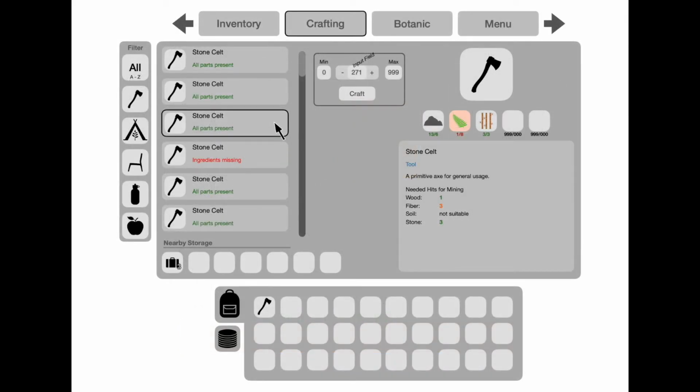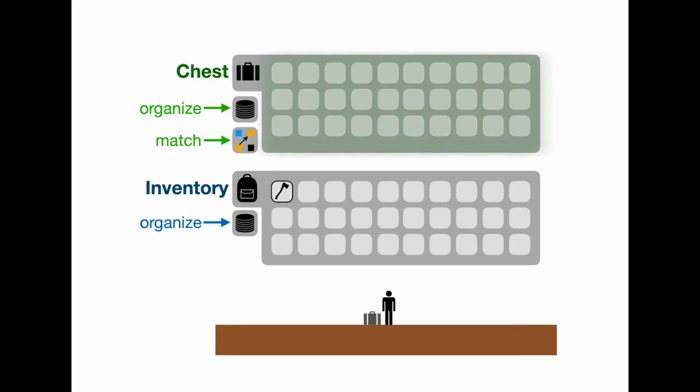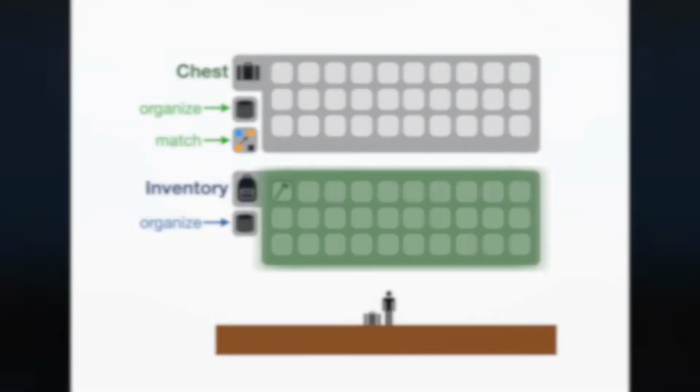If we open up the crafting tab, we see on the left a filter bar appearing, the list view of all the recipes, in the bottom left corner the nearby storage units, and on the bottom all the inventory slots. So we pick a recipe, click on it, and then we craft it and put it in our inventory. To craft more than one item we can set the amount to a custom value if we have enough items. If we open a chest, we see on the top the chest slots, some organize and matching buttons, and on the bottom the slots of our inventory.